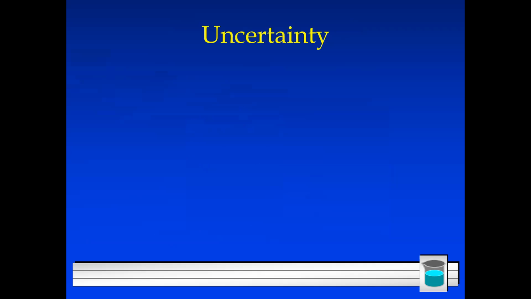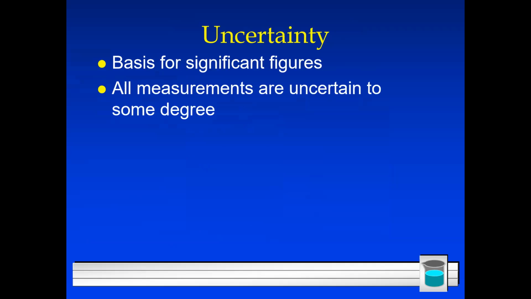Now, what are we talking about? Uncertainty. Uncertainty is why we use significant figures. We've already done this, but we're talking about it again just so that we tie it into what's next. All measurements are uncertain to some degree. It all depends on the instrument that you're using to measure things.